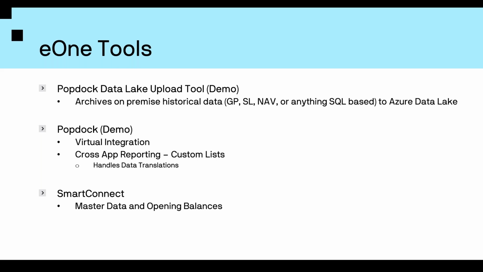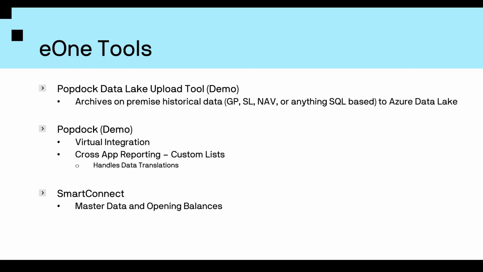The other piece that Popdock provides is cross-app reporting. We have custom list capability that allows you to merge and join together data pointing to two different places. A really common scenario that we see in historical data conversations is people wanting a combined or merged view showing their historical data with ongoing data inside of Business Central, and that's something Popdock can accomplish. I also added a little bullet under there that it can handle data translations.